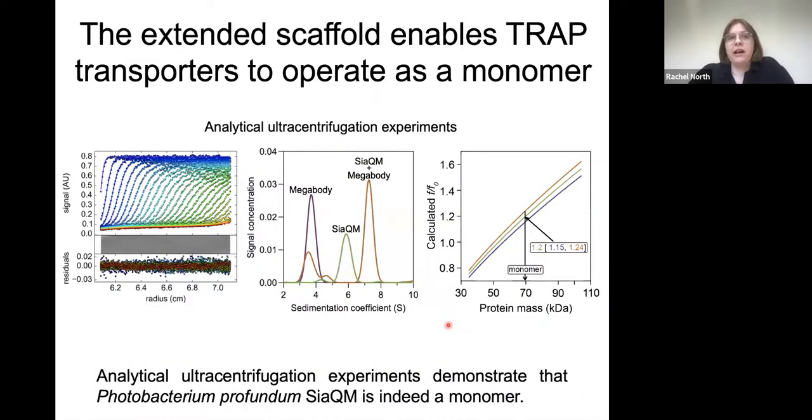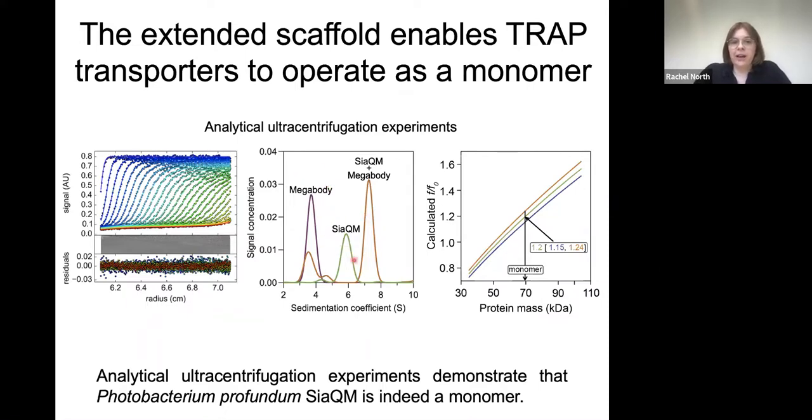And so, as I mentioned, the TRAP transporters have an extended scaffold relative to other elevator type transporters. And this, we think, enables TRAP transporters to operate as monomers, as opposed to the typical oligomers that you see for other elevators, which are, the majority of the time, dimers. So to test this, we did analytical ultracentrifugation experiments. In an analytical ultracentrifuge, you monitor the particle size and shape in solution as it sediments over time. And from this, you can get a sedimentation coefficient for the species that are present in the sample.